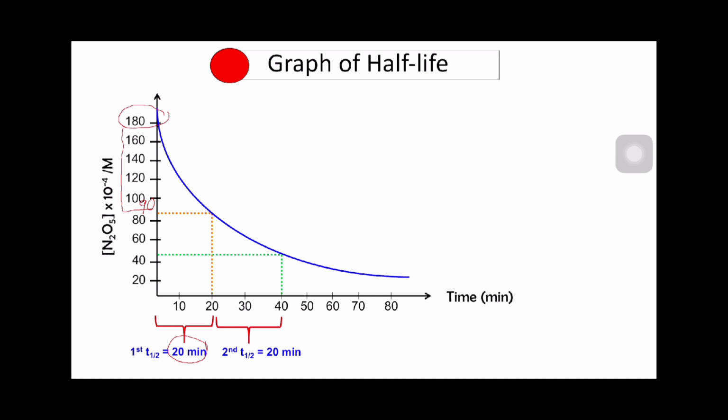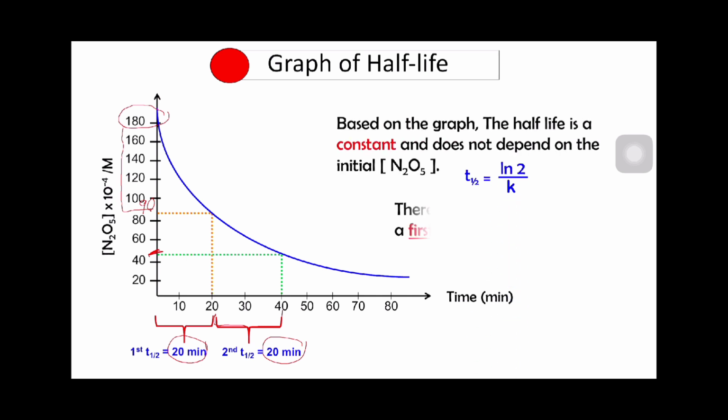Then, from this 90 × 10^-4 molar to become half, that is 45 × 10^-4 molar, the time taken is from here until 40. The time taken is 20 minutes. So now we can see that the half-life remains constant. So what is the conclusion? We can say that the reaction is a first order reaction because the half-life does not depend on the concentration of A or the reactant.